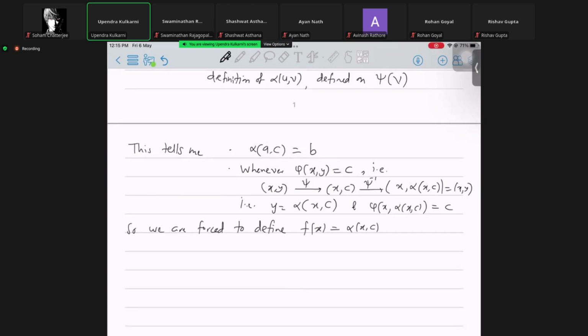And it's all just nice set theory, right? Just simple. But there's some kind of problem over here. So I'm defining f of x equals alpha of x comma c, but the question is, what is the domain of this function? What should be the domain of this function?